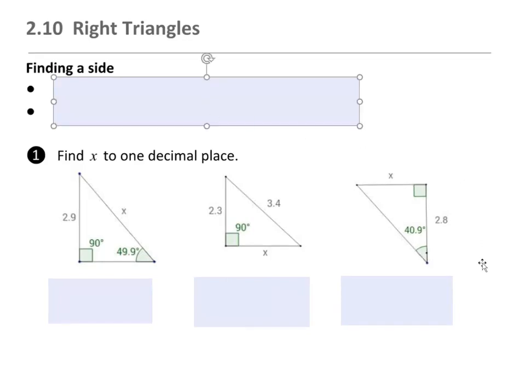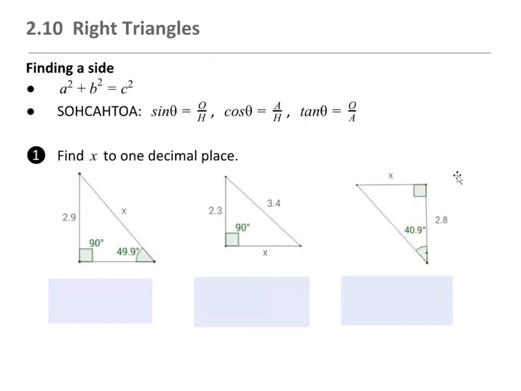So we have finding a side of a right triangle. This should all come back to you pretty quickly. We have Pythagorean theorem, which if you learned that in grade 8, then you would have reviewed it in grade 9, and then of course we did it earlier this year. SOHCAHTOA, so that's your primary trig ratios. Sine theta equals opposite over hypotenuse, cos theta equals adjacent over hypotenuse, and tan theta equals opposite over adjacent.